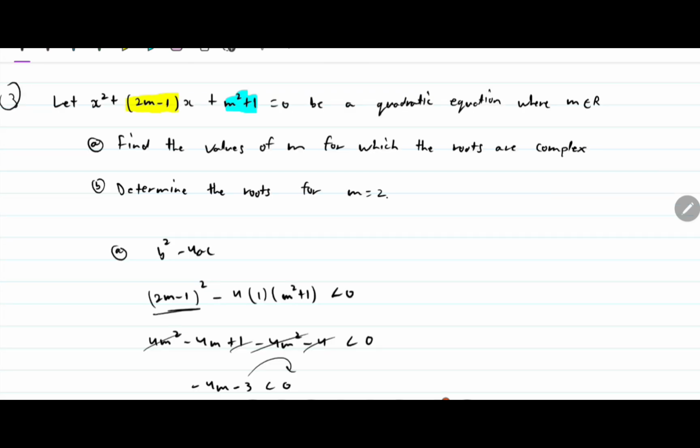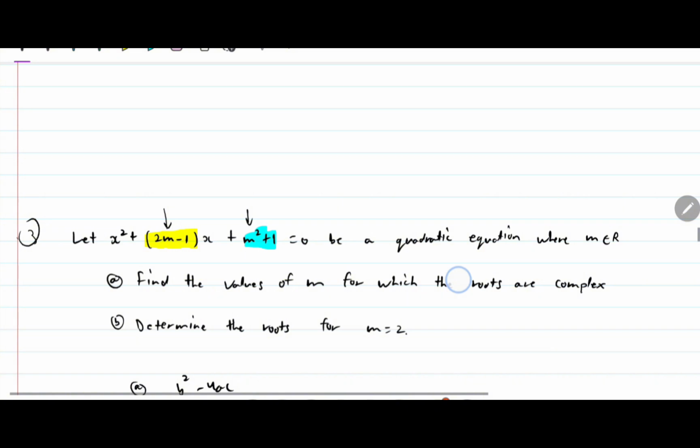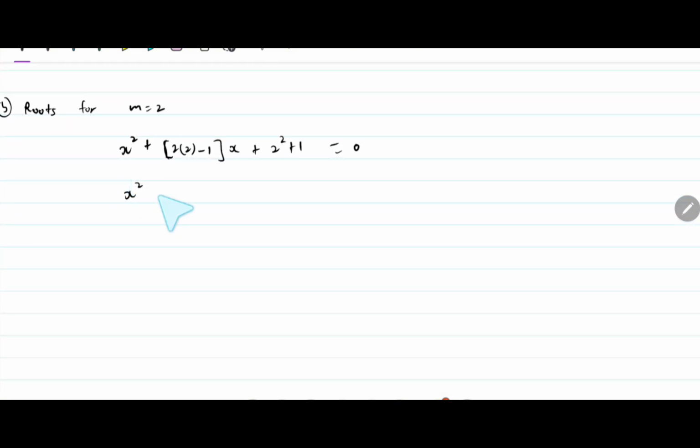We have to determine the roots for m is equal to 2. All right, let's see about that. This is the equation up here. We just got to replace this m inside with 2. And then the quadratic equation we solve to find the roots. So we got x squared plus, it was 2m minus 1, so I have 2 by 2 minus 1. Let's put square brackets here. That's the coefficient of x. Plus m squared plus 1. So I have 2 squared plus 1 is equal to 0. All right, that's very fine. So I have x squared plus, this is 4 minus 1, so that's 3x, plus 4 plus 1 is 5 is equal to 0.